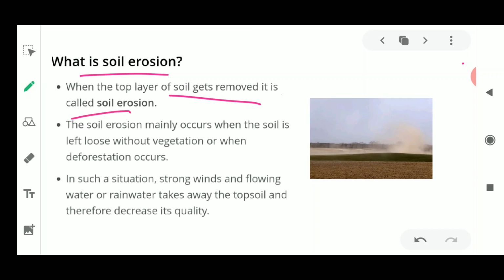Now how is it getting removed? Why is this topsoil getting removed? You could think over that: how is this topsoil getting removed? So this removal of the top layer of the soil is known as soil erosion.